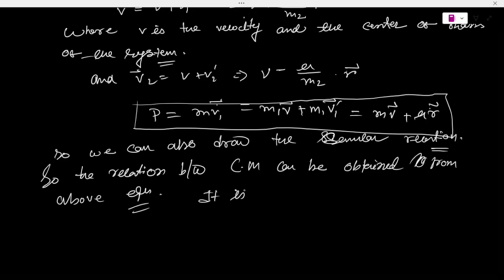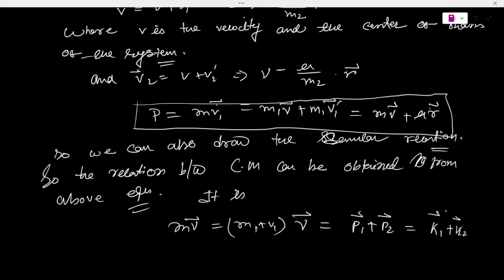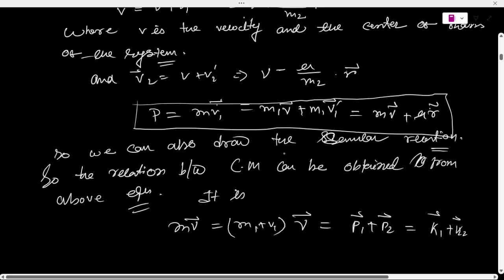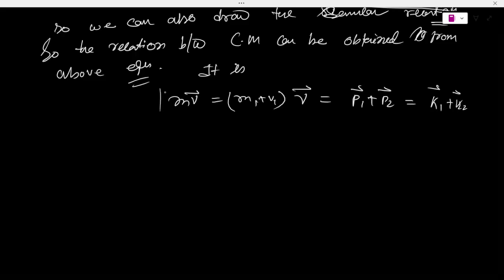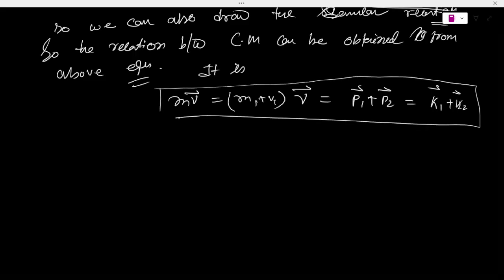What will it be? m of nu dot is equal to m1 v1 into nu v dot is equal to p1 plus of p2 is equal to k1 k2. And what is k1 k2? K1 k2 is equal to the momentum. Okay, so the action of external force, what it will be, I will discuss later on. Okay, so this is going to end here.